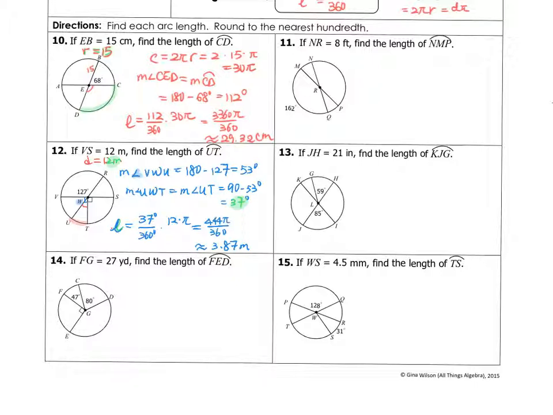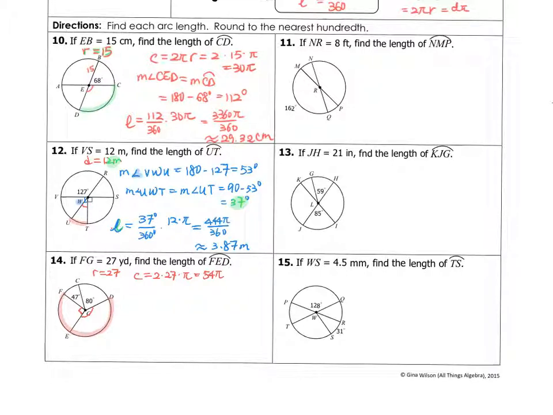Okay, the last example I'll demonstrate before I let you do the practices is number 14. So FG, which is my R, is 27. So I've got my circumference that I can calculate. 2 pi r is 2 times 27 times pi. That's 54 pi. Now I'm asked to find the length of FED. So it's this large arc here. And in this large arc, I already know this is 90 degrees. So I need to know this, right?